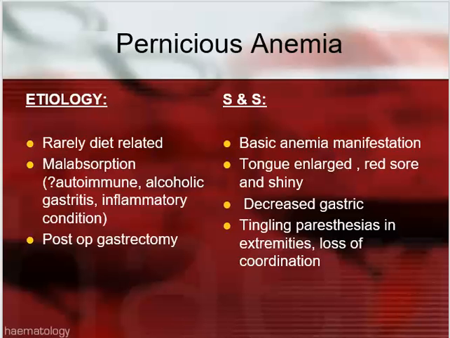In a normal Western diet, we get enough, we're exposed to enough B12. So the signs and symptoms are the same basic fatigue and pallor, etc. We often get an enlarged, shiny red tongue. And sometimes we get paresthesias in the extremities.